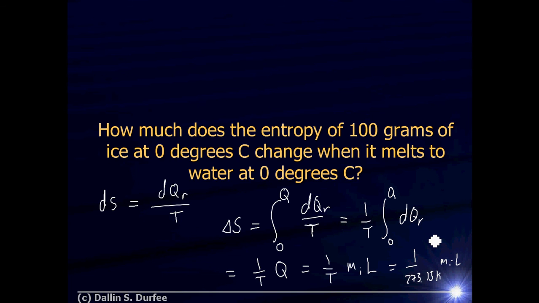My answer is positive. Is that good? Well, yeah, my ice heat is flowing into it, so its entropy is going up. If I take water and freeze it to make ice, heat flows out and the entropy goes down. Water is a, quote, more ordered state. Sorry, ice is a more ordered state than water. Okay.